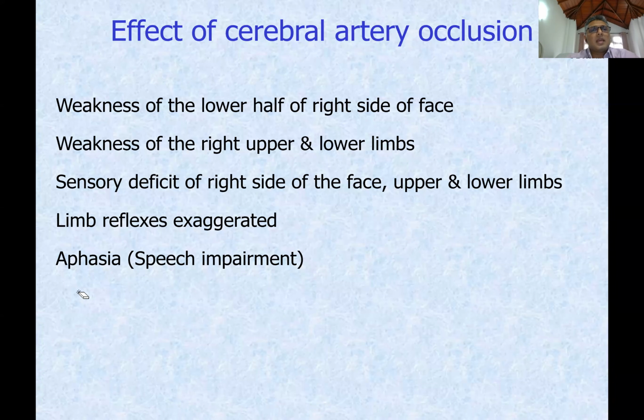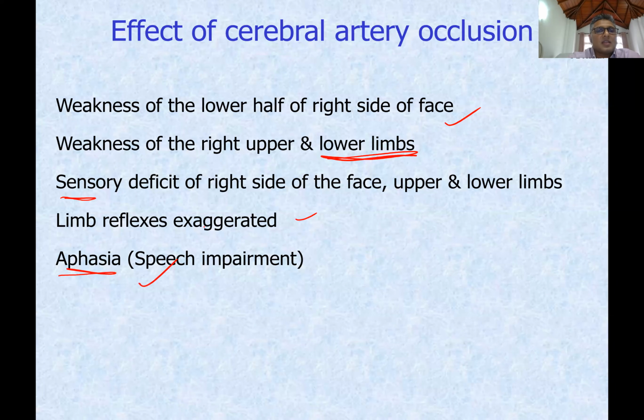Then there is another case where you get weakness of the lower half of the right side of the face, and weakness of the right upper and lower limbs. Here again you have the lower limbs, but it doesn't specify whether the weakness is more in the foot area or the thigh area. Then there is a sensory deficit of the right side of the face and upper and lower limbs. Again, motor and sensory go together here. Then the limb reflexes are exaggerated, so it indicates upper motor neuron involvement, and aphasia.